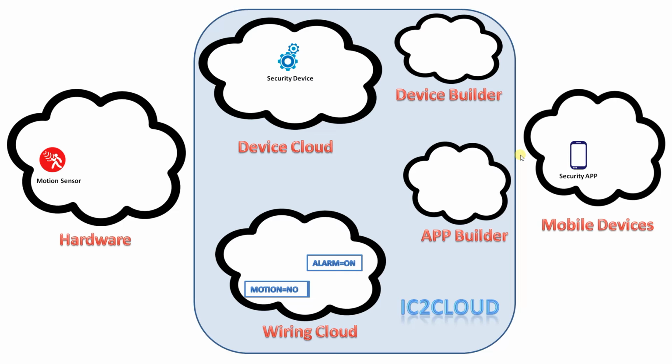Whenever motion is detected, the signal is sent to the platform. The signals will be processed by the security device and a notification will be sent out to the mobile device. The mobile device will notify the user. With this step we conclude all the steps involved in building and running an IoT system using the IC2Cloud platform.